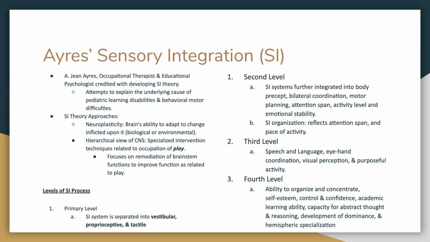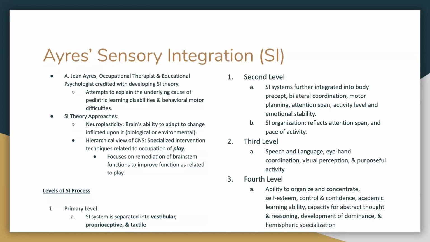Neuroplasticity is the brain's ability to adapt to change inflicted upon it, whether that's biological or environmental factors. The hierarchical view of the central nervous system uses specialized intervention techniques related to the occupation of play. This focuses on remediation of brainstem functions to improve function as related to play.